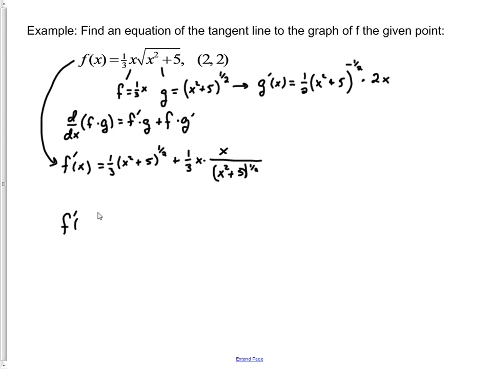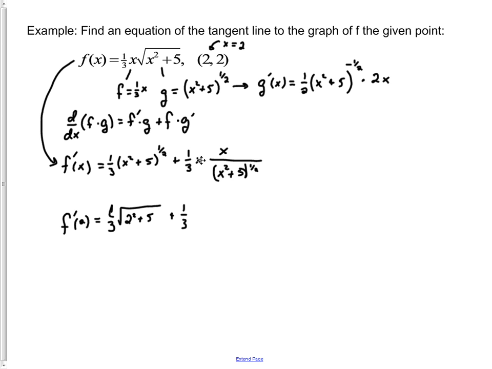And what we really want to do is find the slope of the line tangent to the curve at x equals 2. So I'm not even going to bother with some of the formalities right here. I'm just going to go ahead and find f prime of 2, and let's see what happens. I'm going to be taking 1/3 times the square root of x squared plus 5, so that's 2 squared plus 5, plus 1/3.